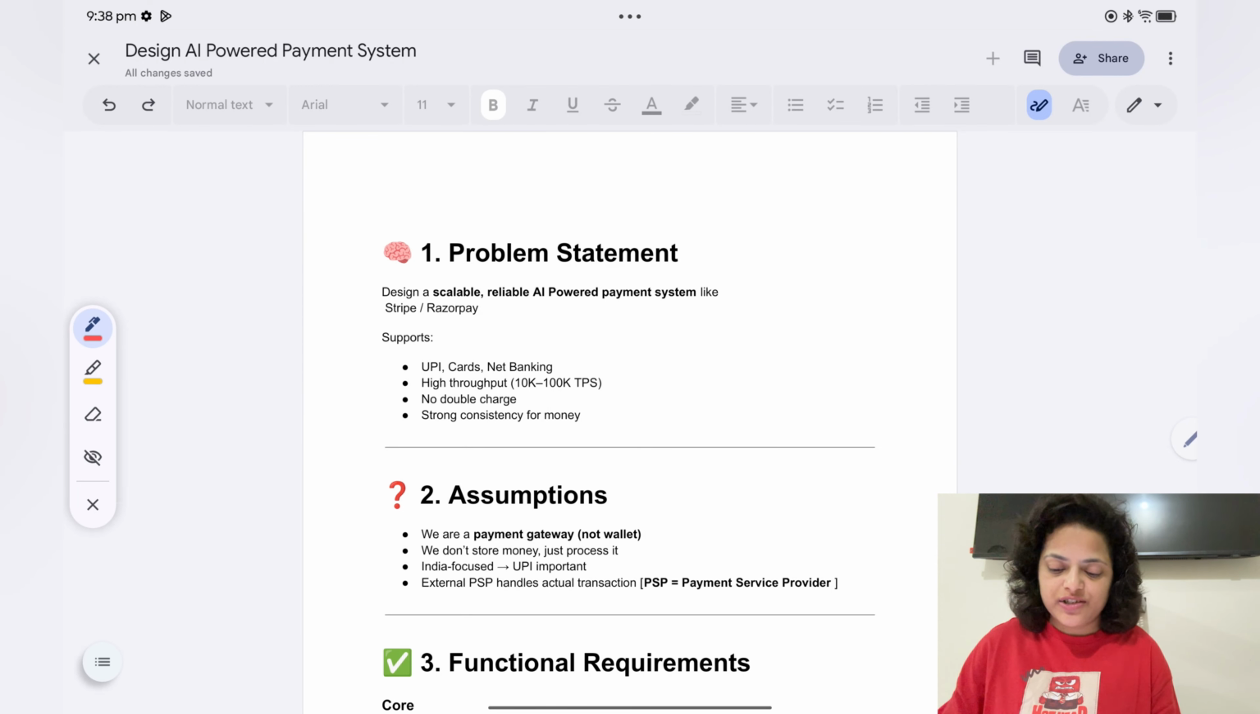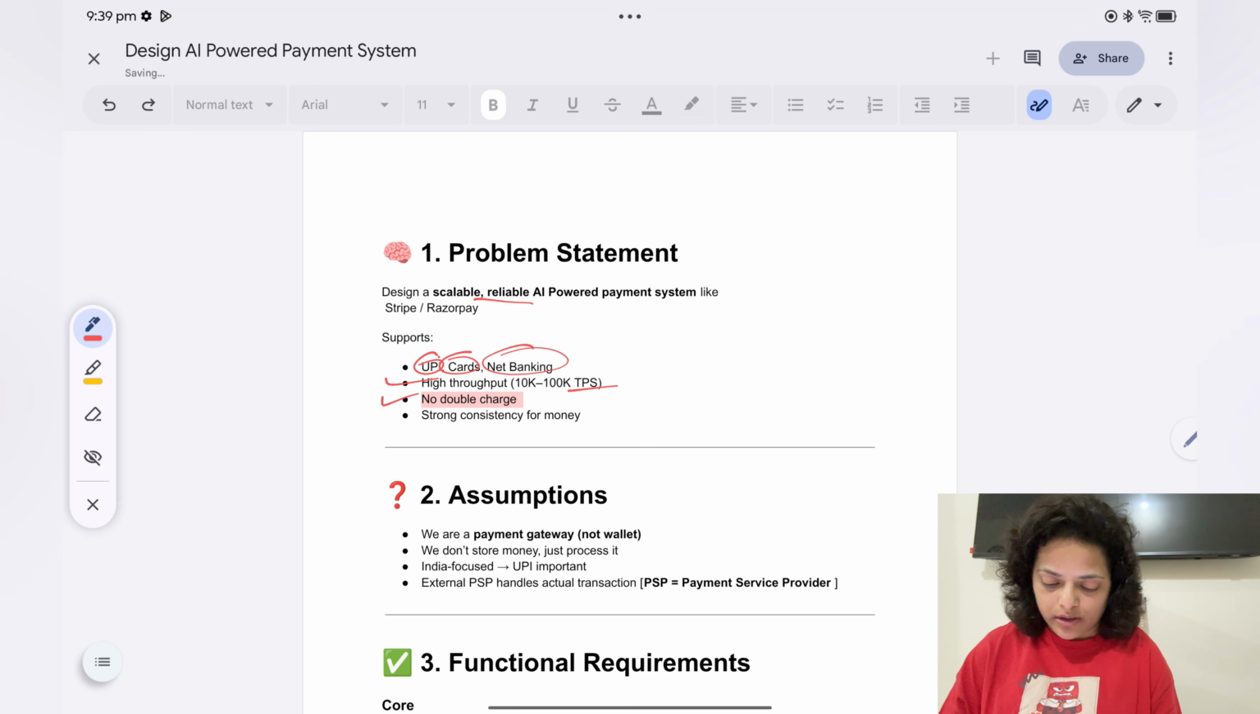Hey guys, let's discuss a new design today, which is called an AI-powered payment system. Similar to Stripe and Razorpay, we need to design it. It should be scalable and reliable. It should support UPI payments like Google Pay and PhonePe, cards, credit card, debit card, and net banking.